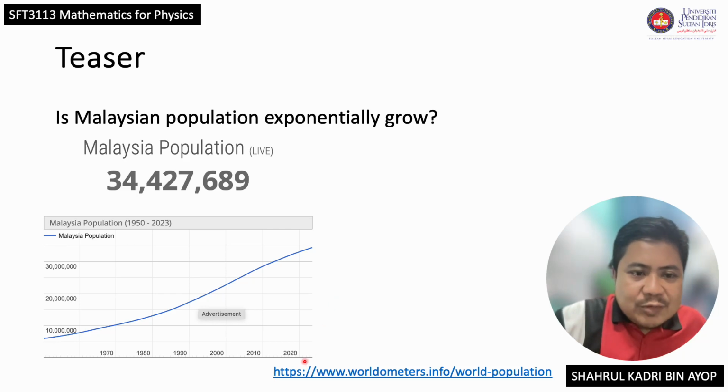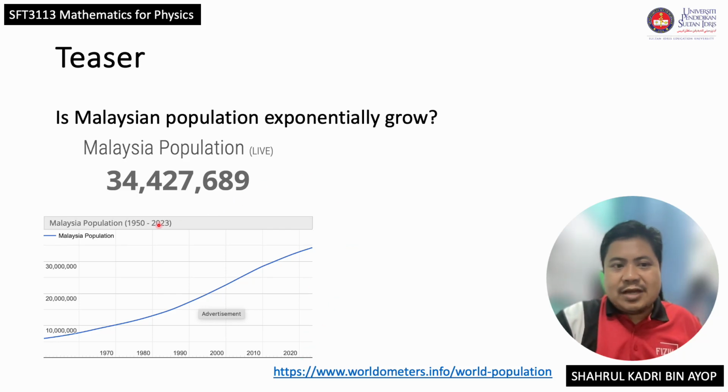At the end of 2020, the Malaysian population is about 34 million. From 1970, has the Malaysian population grown exponentially or not?